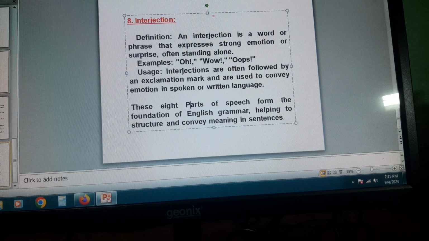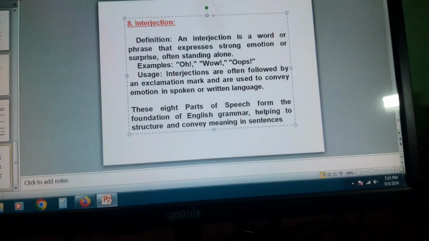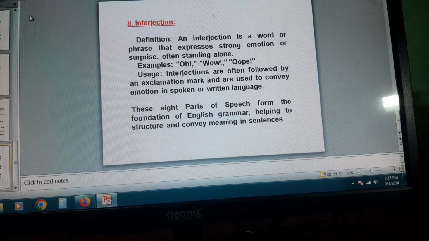English is an international language. It is necessary to know it very well. So if you know the grammar of English, you can write good English and you can speak in good English.